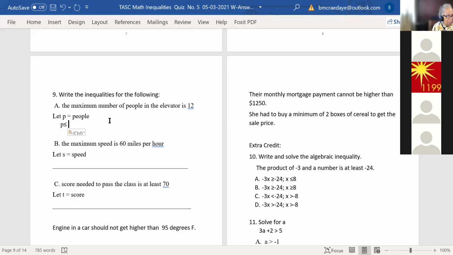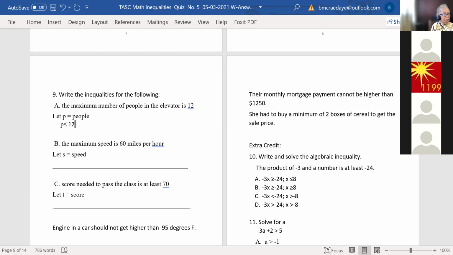So P would be less than or equal to 12. Okay, which one are you doing now? Number 9? Yes. Well, we stopped at number 6. We did 6, 7, and 8.